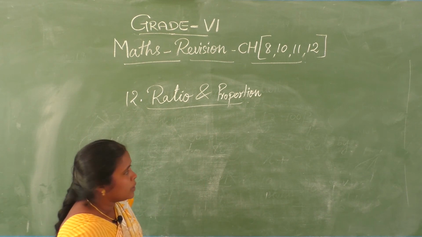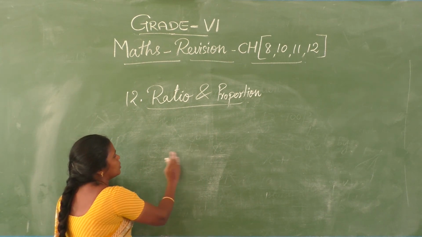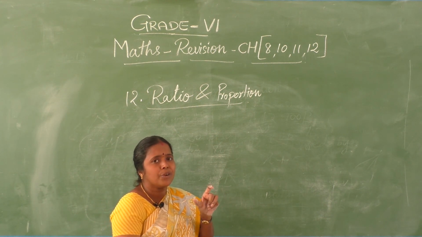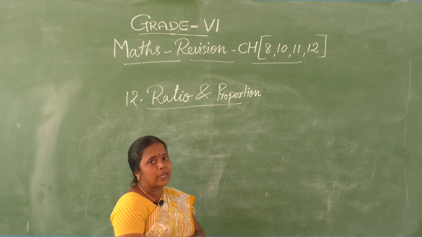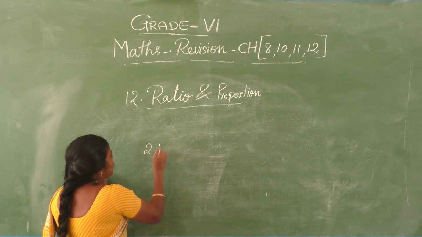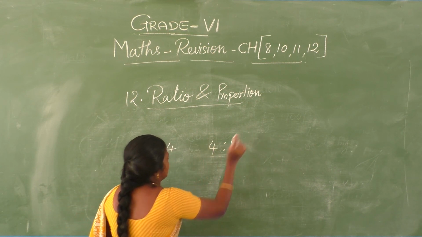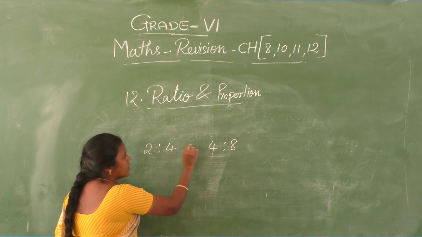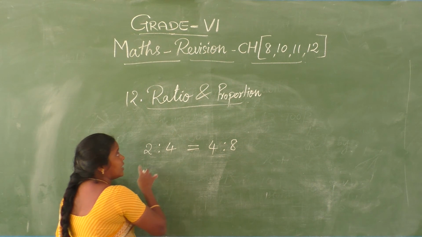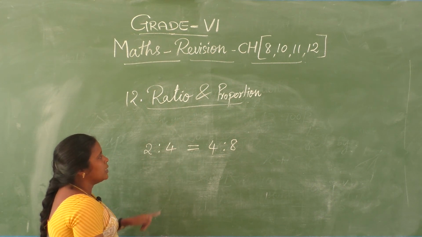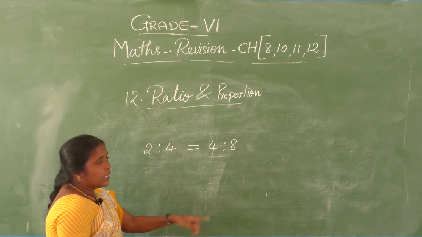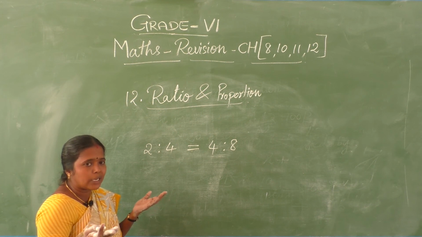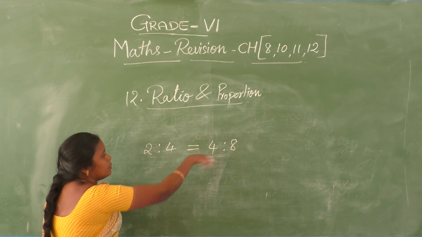Then proportion. Proportion means two equal ratios are called in proportion. Proportion is a statement of forming two equal ratios. See, 2 is to 4, 4 is to 8. This is one ratio, that is another ratio. If both are equal, we can say they are in proportion. Clear what I am trying to tell? If both ratios are equivalent, nothing but equal, we can say they are in proportion.